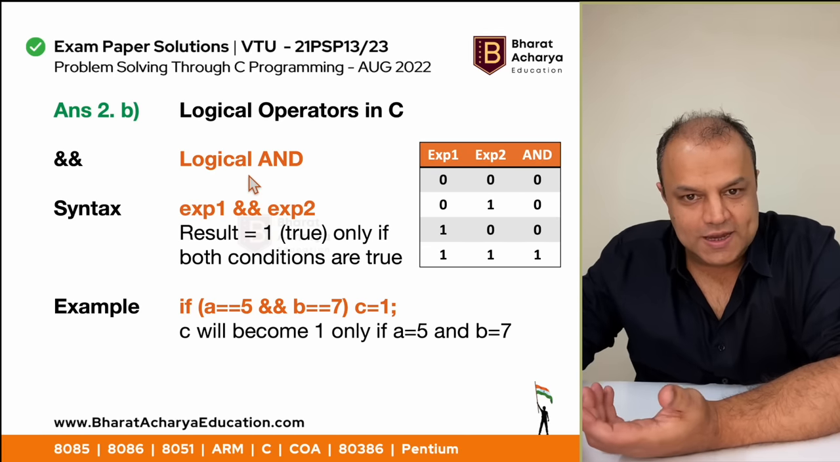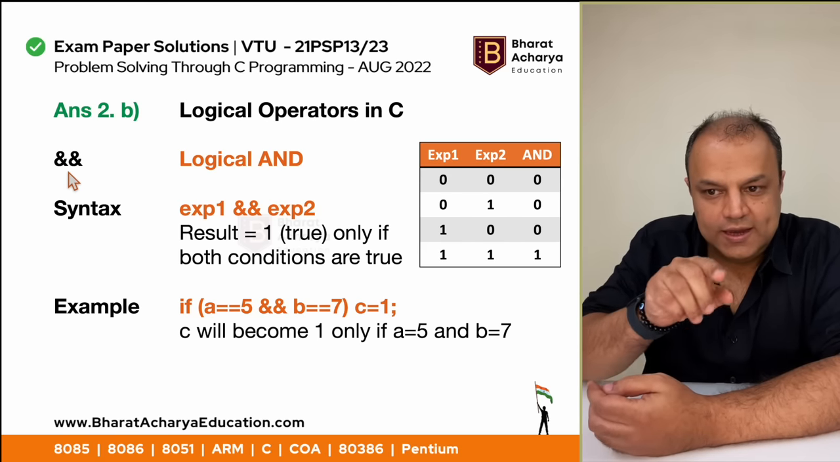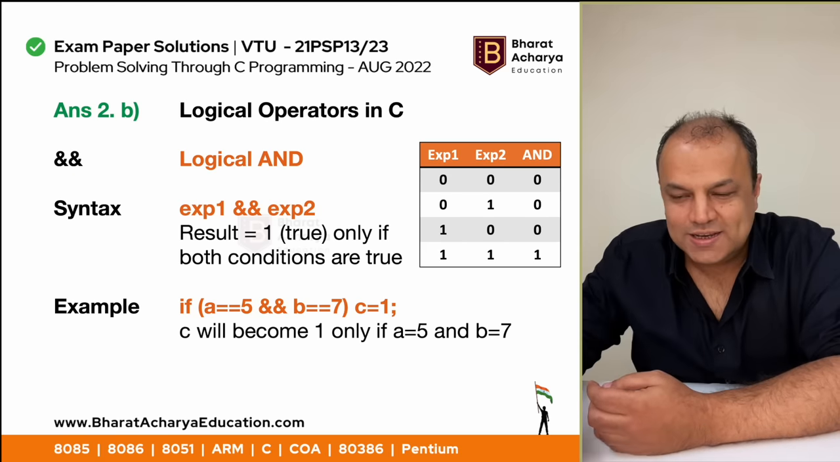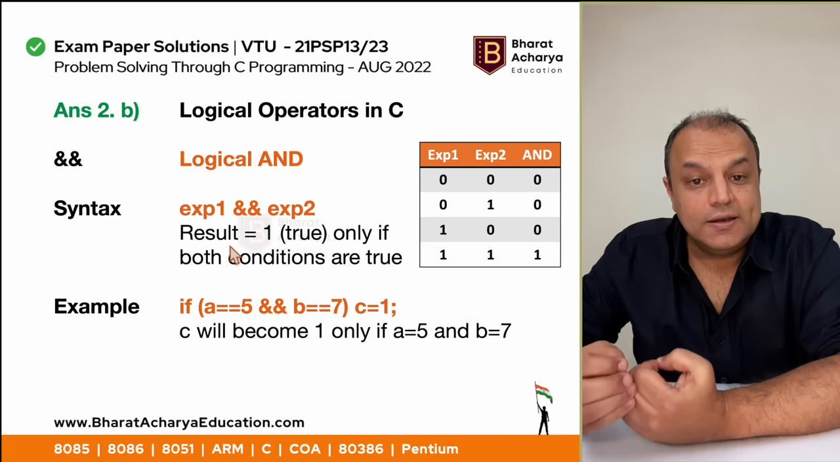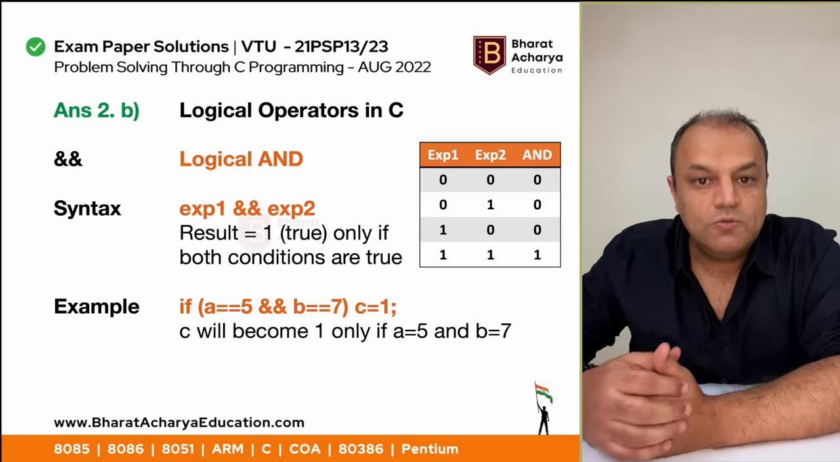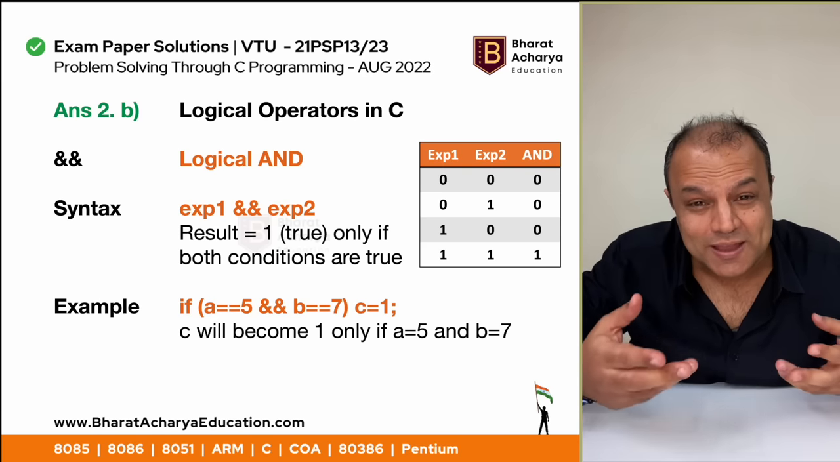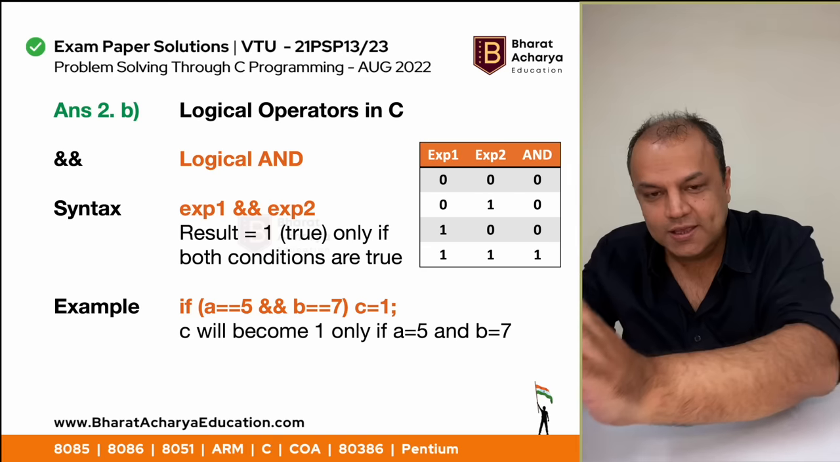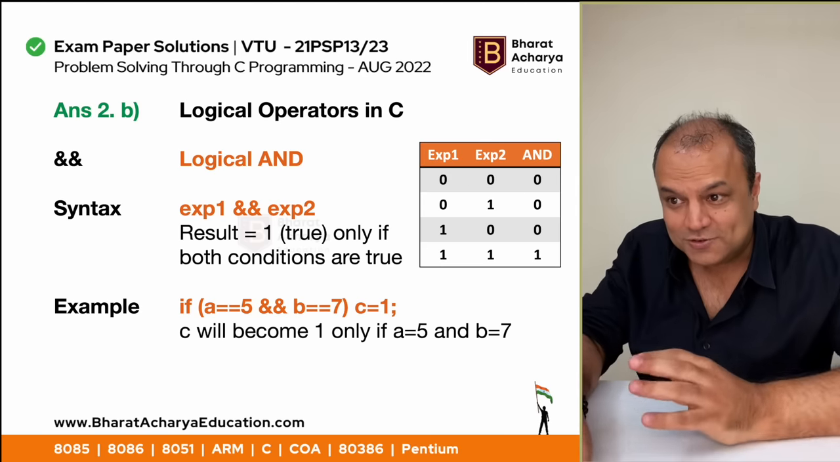So the first logic gate is a logic AND. It is written as two ANDs. So A double AND B means a logical AND. Expression 1 and expression 2. The result will be either 1 or 0. 1 is true, 0 is false. It's easy. It's much easier than I'm making it sound. Just pay attention. Here, use the visual more than what you're hearing. The visual is really, really simple.